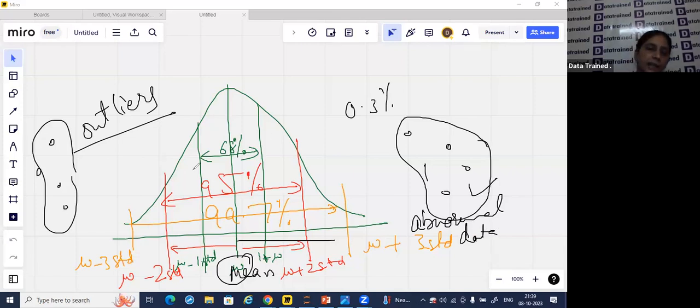And this data which lies up to 99.7, so these are normal distribution. These data are normal distribution.